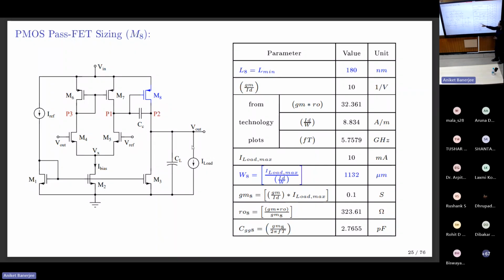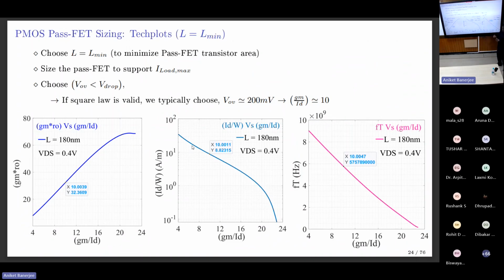W is I load divided by ID/W, which is say in this case 1.1 millimeter and things like that. And if I know ID, I know gm/ID is 10, so I can tell what the gm of the FET will be. If I know gm from the tech plot, I can tell what the ro of the FET is. If I know the fT, I can tell what the Cgg of the FET is. These are the DC operating points of the FET, right? So now you see in this case, we have not used any square law anywhere. You have got all these design parameters, DC operating points, W and L for the FET for a given L min and load current just by looking at the tech plots.